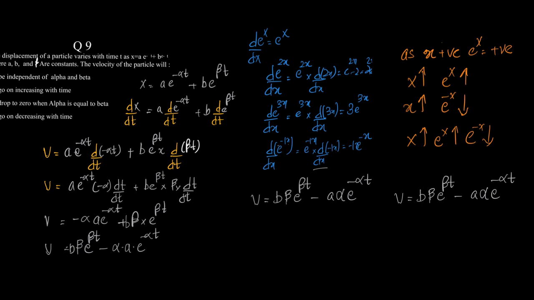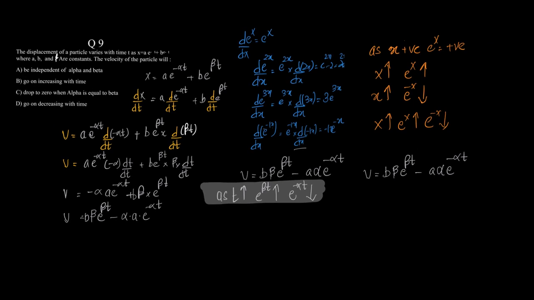Okay. Now let us apply this concept here. So here instead of x we have t, so we can say that as t increases, e raised to beta t will increase and e raised to minus alpha t will decrease, right? So let me highlight this. So as t increases, e raised to beta t increases, whereas e raised to minus alpha t will decrease.